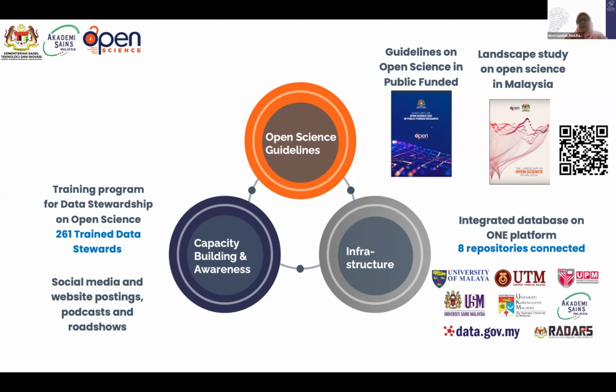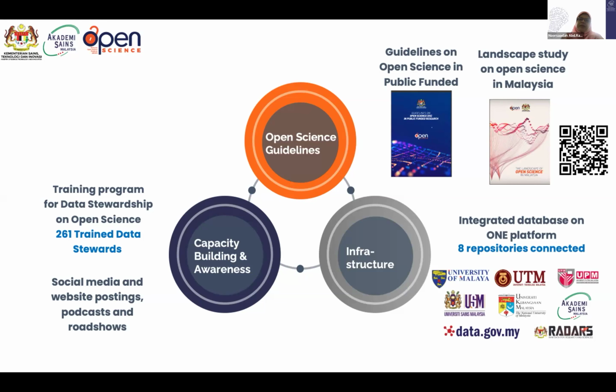We were also able to build one platform as a pilot project. We connected 8 repositories, 5 from the research universities in Malaysia and 2 from government institutions. The 5 research universities include the oldest university in Malaysia, which probably has the most research data in the country. Then we have 2 government agencies: one is MOSTI and the other is data.gov.my. MOSTI, the Malaysian Science Technology Ministry, probably also has one of the largest amounts of research data, particularly because it funds research and is one of the major research funders in Malaysia.